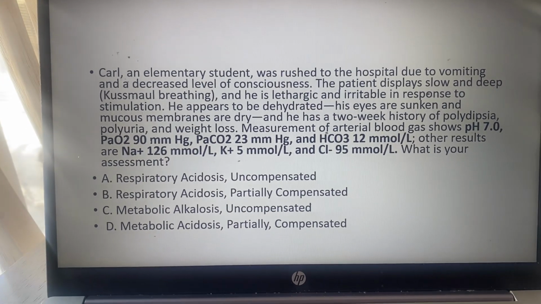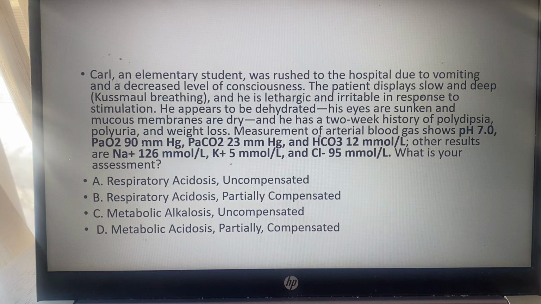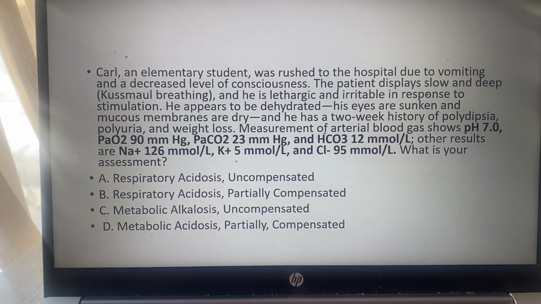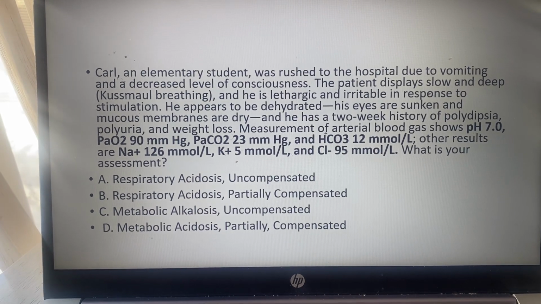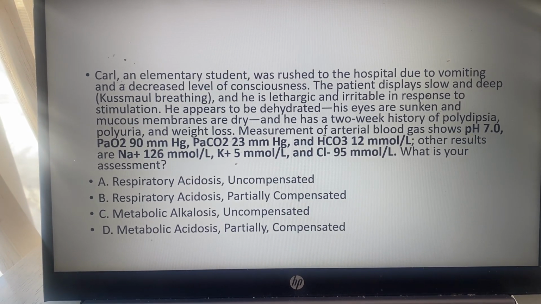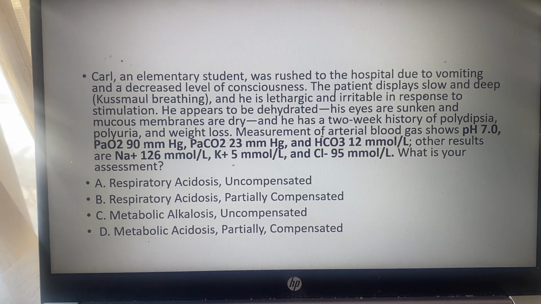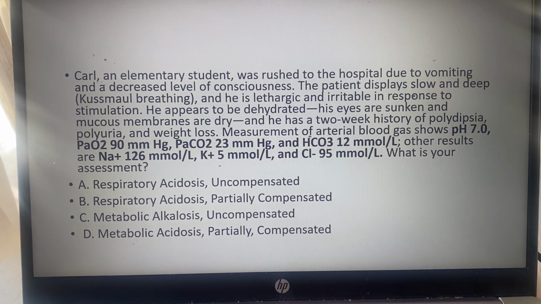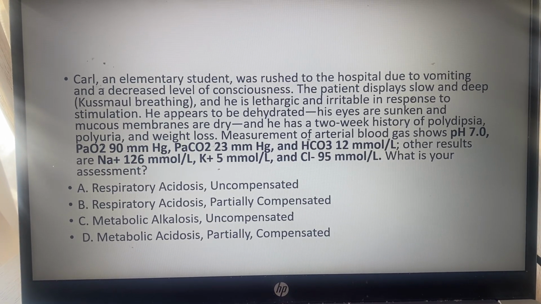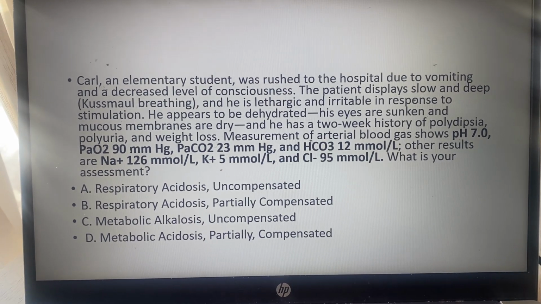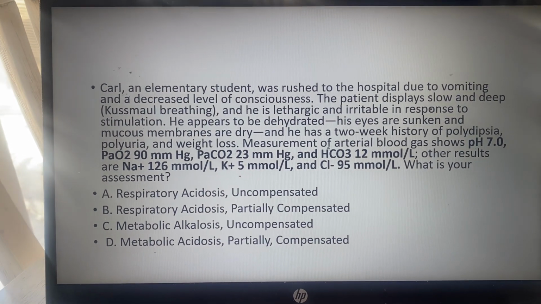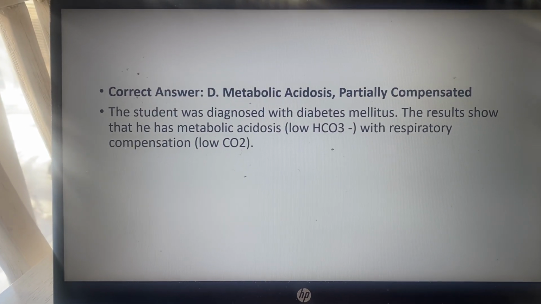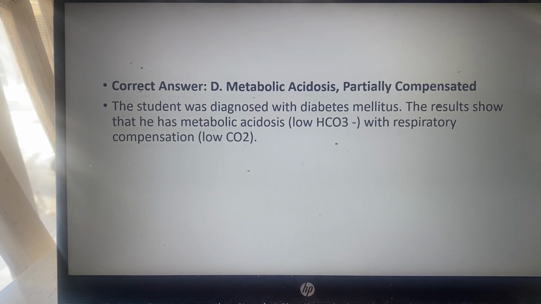Now we have to figure out if it's uncompensated, partially compensated, or compensated. If it's partially compensated, all 3 lab values are going to be abnormal, and in this case, we do have that. If it is fully compensated, which is not an answer here, that means the pH is normal. And if it's uncompensated, that means only one of either CO2 or HCO3 is abnormal. So here we go, partially compensated, because all 3 lab values are abnormal.